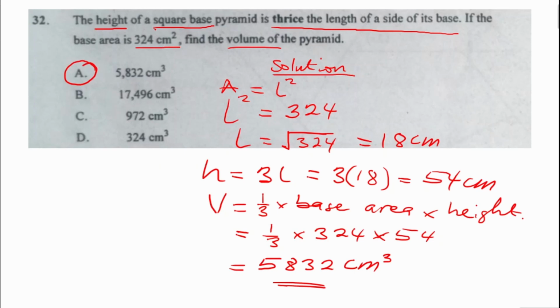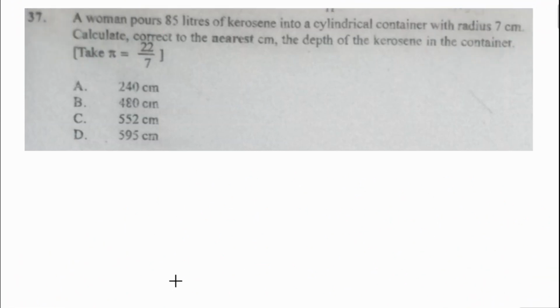Then we move on to the last question for this study, and that is question 37. It says that a woman pours 85 liters of kerosene into a cylindrical container with radius 7 centimeters. Calculate, correct to the nearest centimeter, the depth of the kerosene in the container. Take pi equal to 22/7. The fact we have here is that the volume of the kerosene we are pouring is 85 liters. And the container is cylindrical, very important, because the shape of the container will tell us which formula we should use to calculate the volume. And the radius is 7 centimeters.